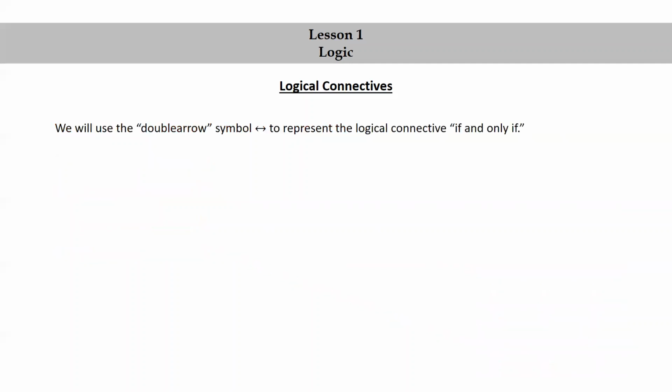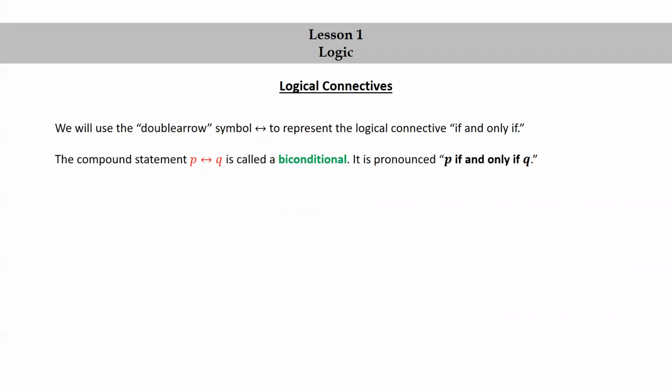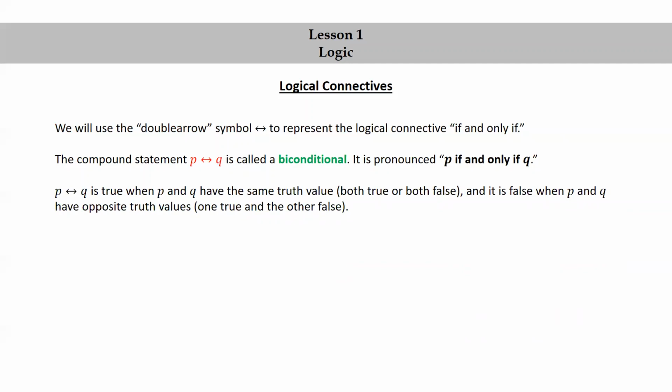We will use the double arrow symbol to represent the logical connective if and only if. The compound statement P double arrow Q is called a biconditional. It is pronounced P if and only if Q. P if and only if Q is true when P and Q have the same truth value, both true or both false. And it is false when P and Q have opposite truth values, one true and the other false.